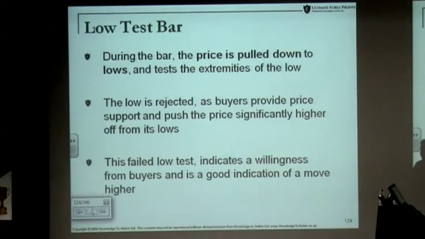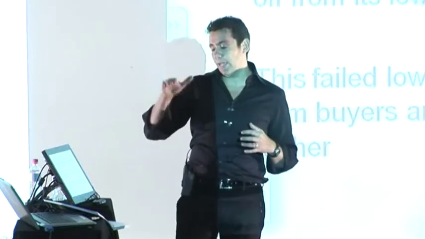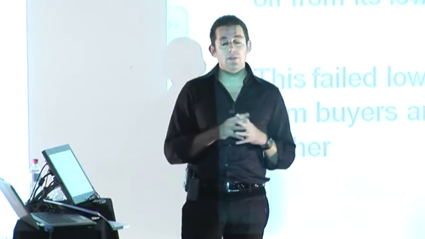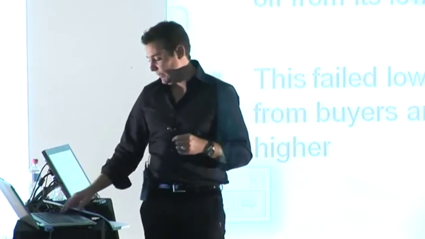A low test bar is during the bar, the price is pulled down to the lows. It tests the extremities of the low. But then that low is rejected. Buyers then provide more support and push the price significantly up from its lows. And really what this bar is showing you is that it was a failure to sell off in the bar. Does that make sense? So the bar tried to go down, and you saw that closing price try and go down, but then it failed. It pings back up. It's one of the strongest signals you can have on a chart, on a price pattern in the Forex markets.